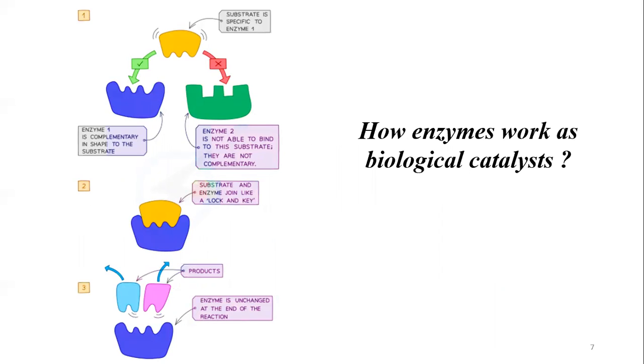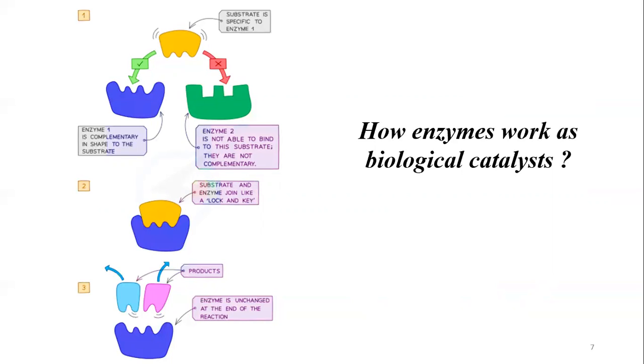Now you can see here, this blue one is enzyme 1, the green one is enzyme 2, and this yellow one is the substrate. Normally the substrate has a complementary shape to the active site. So this yellow substrate fits best with enzyme 1, because the shape of the active site and the shape of the binding site of the substrate are complementary. Therefore, the yellow substrate does not fit with enzyme 2.